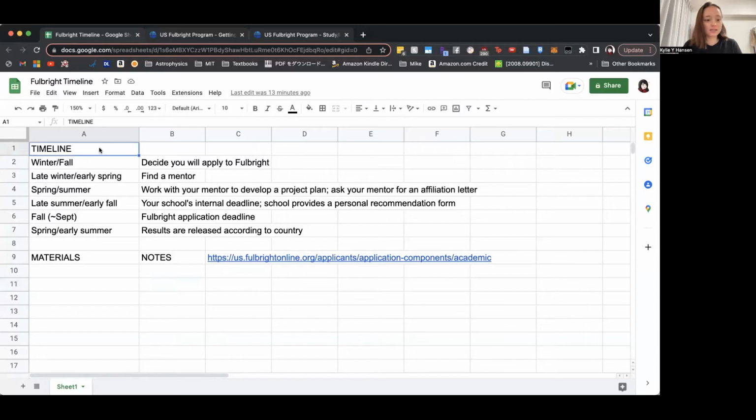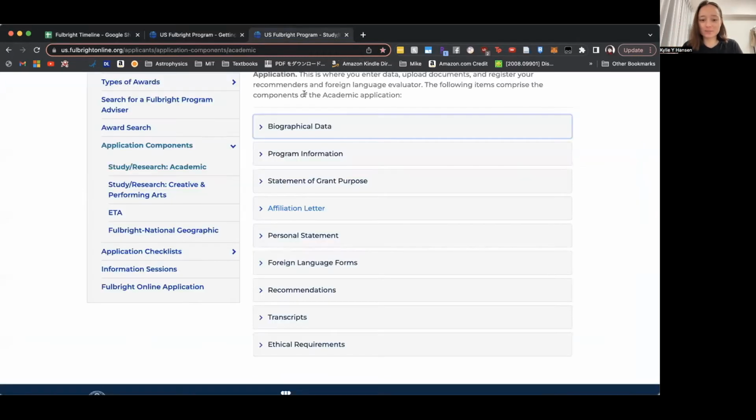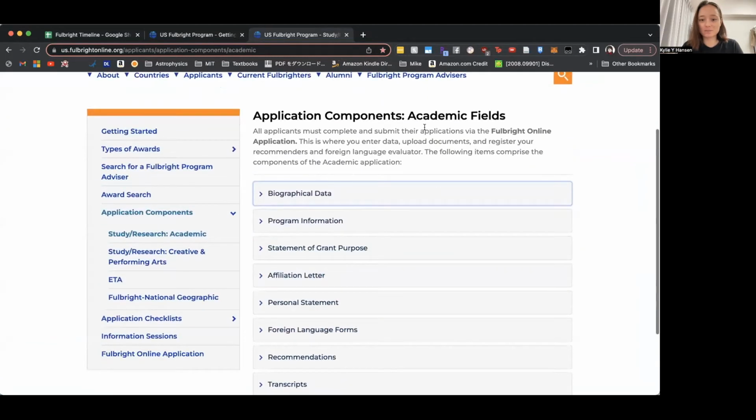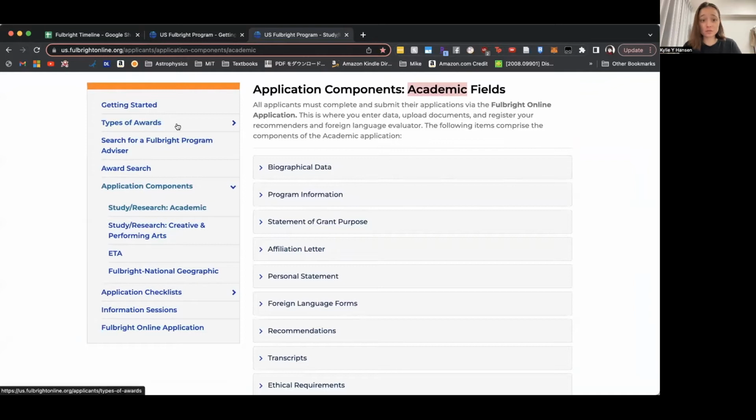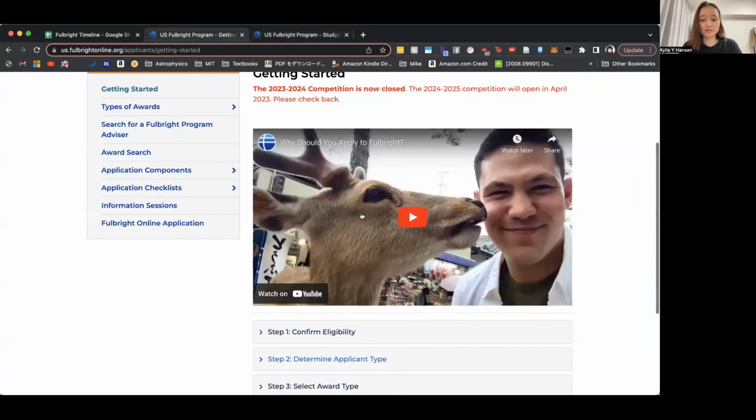So first is this timeline. So let's talk about the timeline first. This is a really long, probably about a year-long process in order to apply to Fulbright. So as a disclaimer, we're going to be talking about the academic Fulbright Research Fellowship. So there are multiple different types.